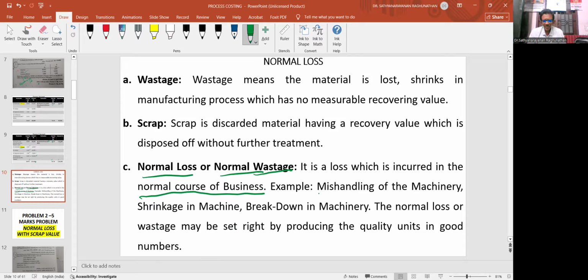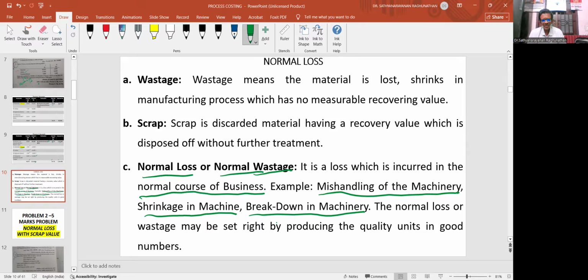Example: mishandling of the machinery. If the workers are not given proper training, they may not know how to handle the machine, so the machinery may get damaged. Then shrinkage in the machine, breakdown in the machinery. In many production companies, these possibilities are there. If these problems occur, they come under normal wastage.